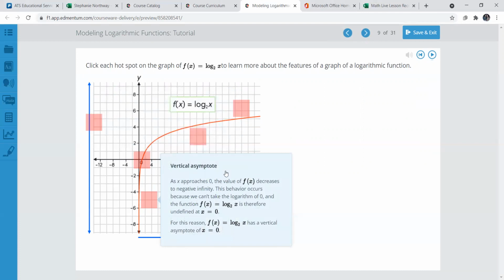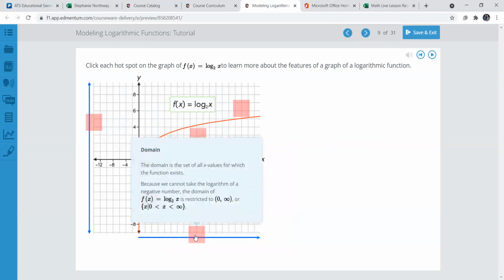Vertical asymptote: as x approaches 0, the value of f of x decreases to negative infinity. This behavior occurs because we can't take the logarithm of 0. So that's why it decreases to negative infinity.